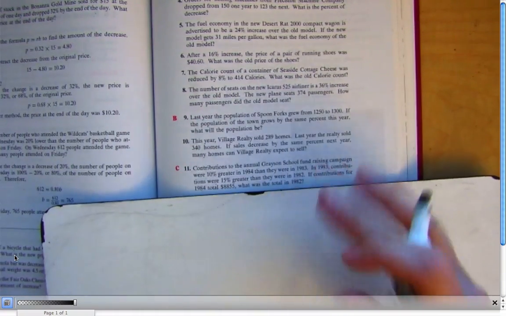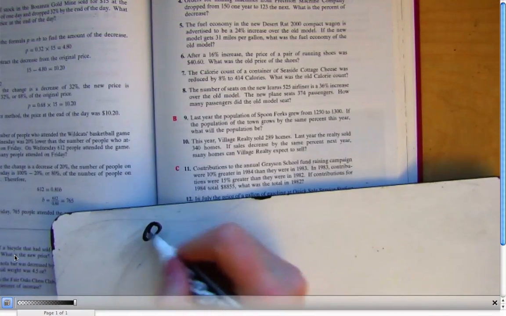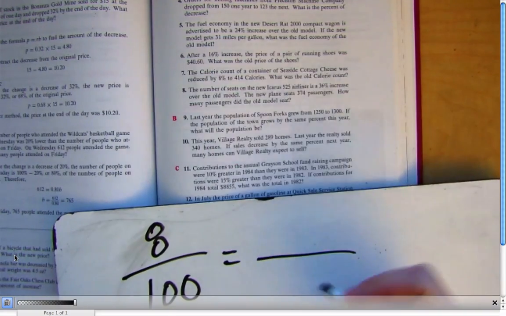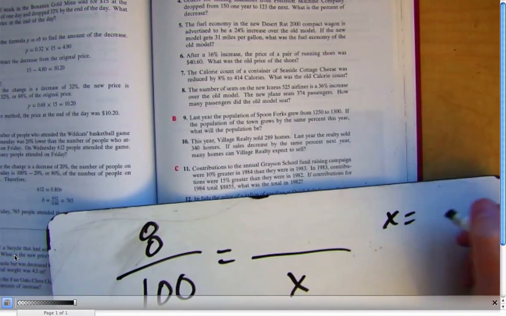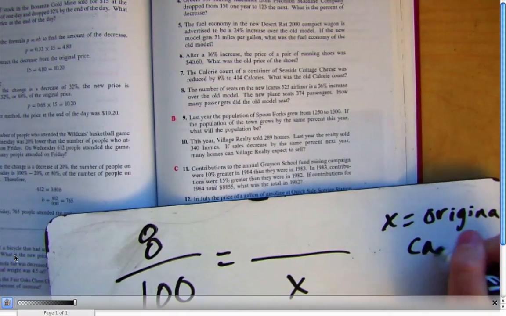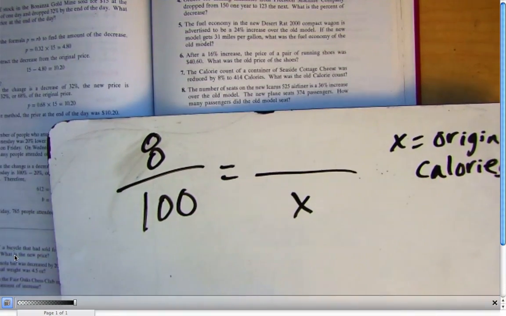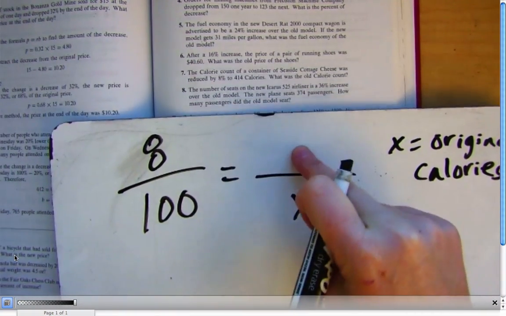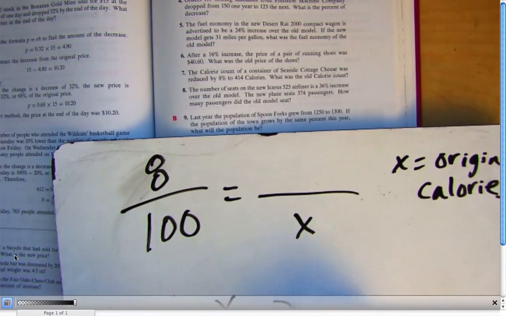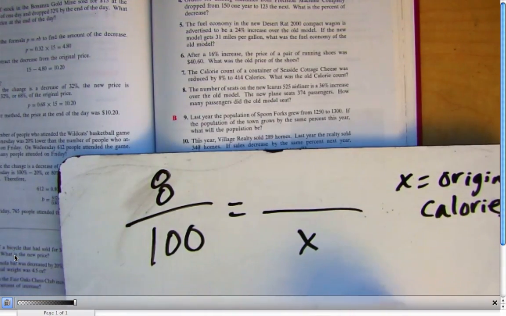All right, so we have our percent decrease is 8. Let's go write the 8. 8 over 100. We're looking for the old calorie count, so we're looking for the original amount. So original calories. Again, I don't know how much it changed by. I know that it went from X, which was the original amount, to 414 calories.